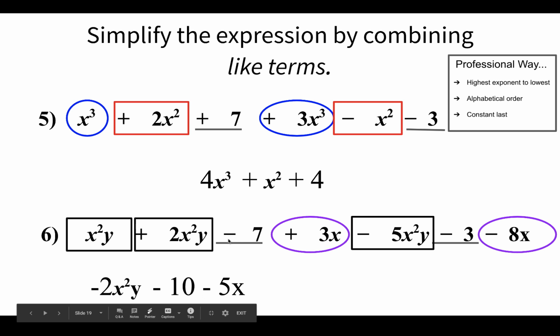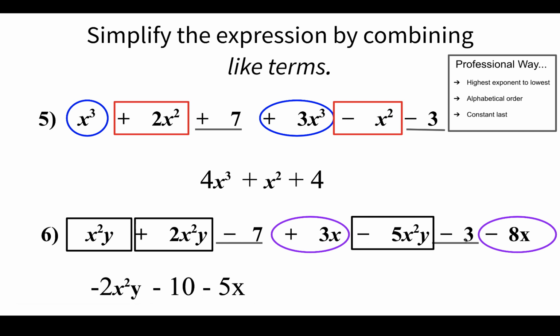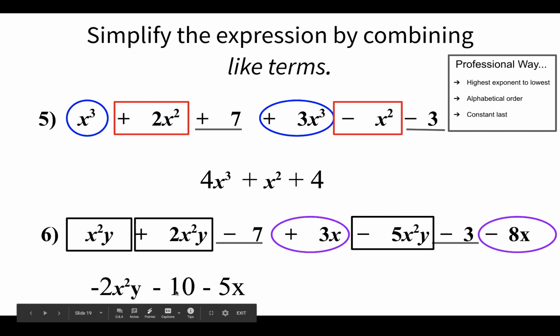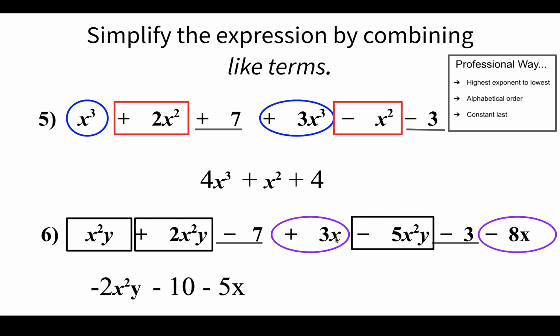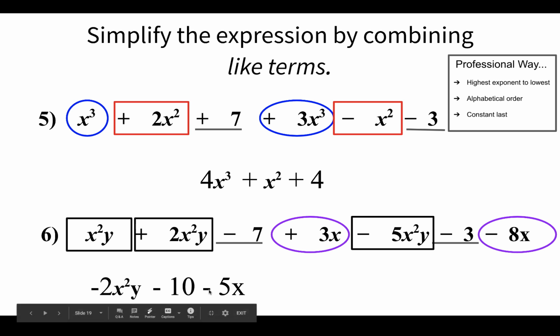Negative 7 minus 3. You're at negative 7, you're taking 3 steps further left, that's going to bring you to negative 10. And then you have 3x, it's a positive 3x, and you're taking away 8 x's. That's going to leave you with a negative 5x.